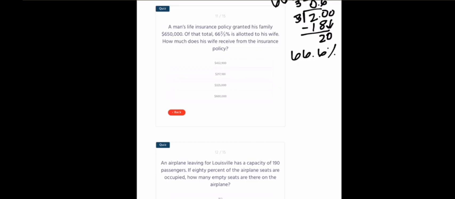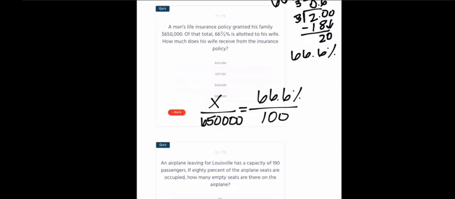And it says that the wife gets that much, and we want to know how much she gets. So let's just do a straightforward percent equation. So 650,000. We don't know what the part is, but we know that it's 66.6% of the total, and 100 always goes here. So we get 100x is equal to, we have to multiply that now, 650,000 times 66.6.